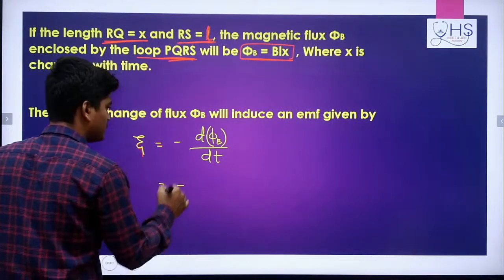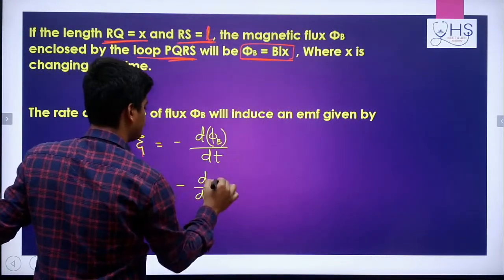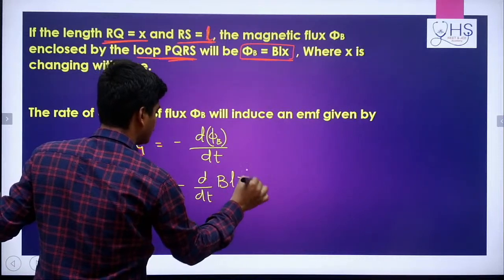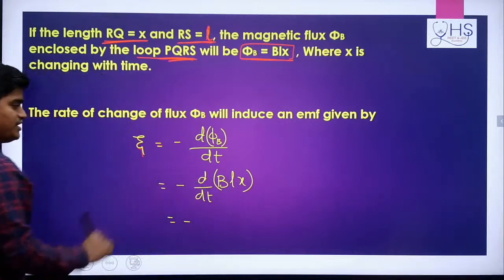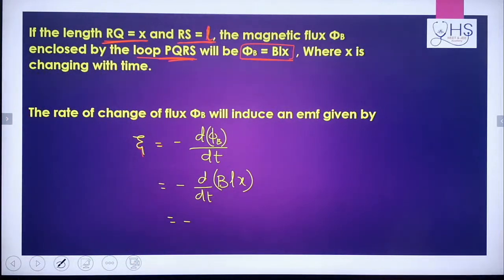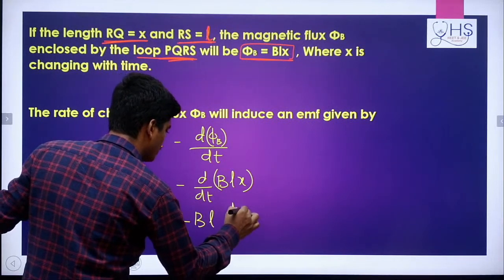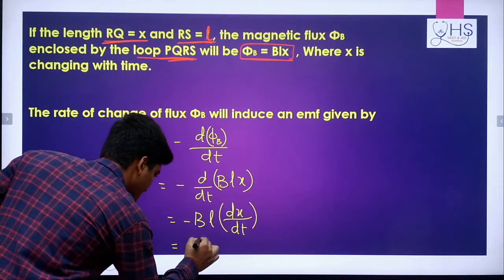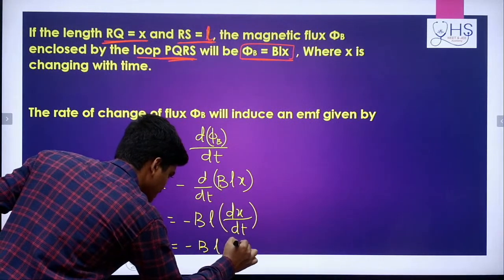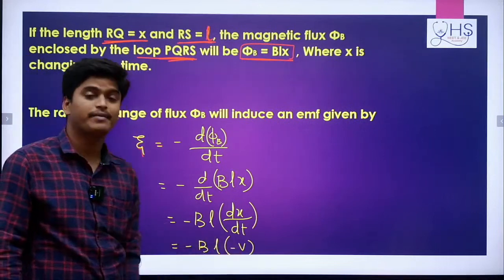Now what do you do here? Minus d by dt. Phi B is nothing but BLX, so put BLX here. Now B and L are constant. B is a uniform magnetic field and L is length. So, constant length, you can take it out and you are left with dx by dt. Now minus BL, and this dx by dt I will take as minus V.